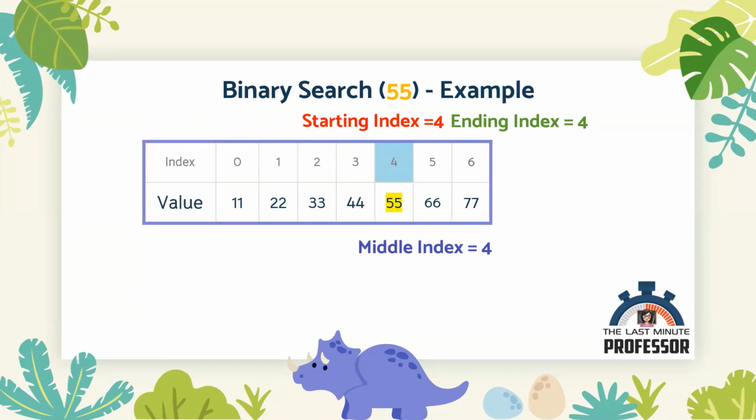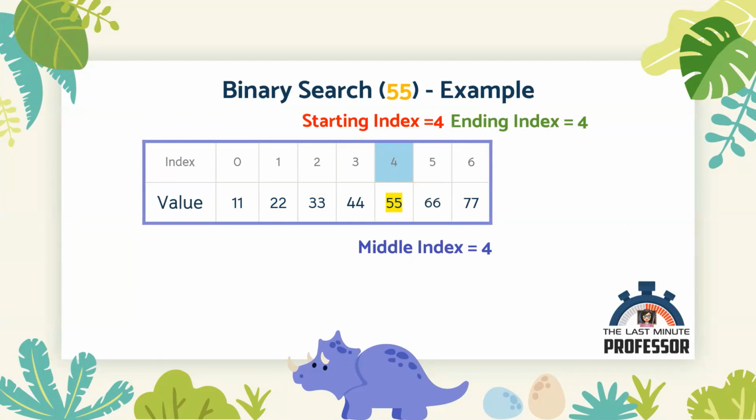But what if we search for an element not found? Or in other words, if an element is not present, how long should we continue this process of checking? That is, we find the middle element, compare it with the search value, and take necessary steps. That is, we restrict our search either to the left of that or to the right of that. The condition is that when starting index is less than or equal to ending index.